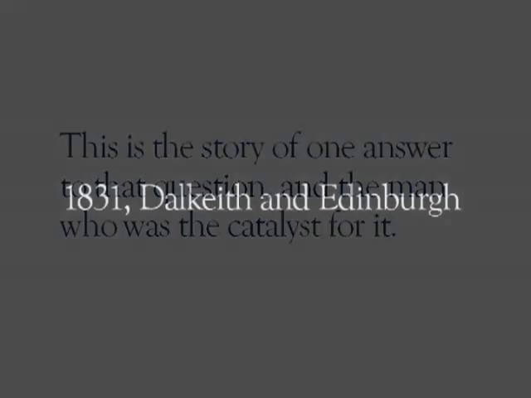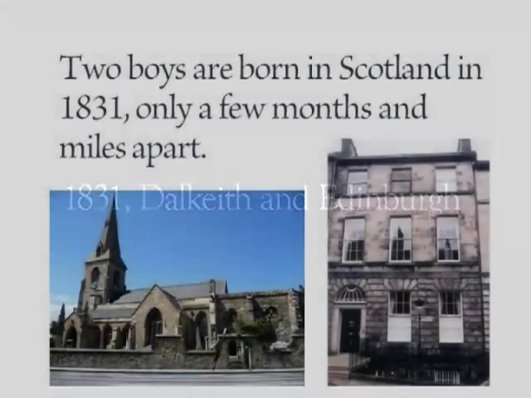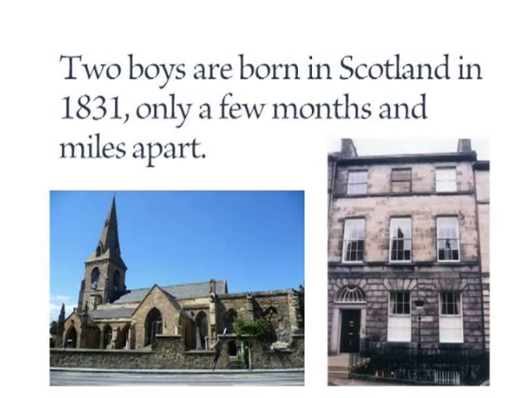So let's go back and start the story as it should have been started at the beginning, in Dalkeith and Edinburgh, where two boys are born just a couple of months apart. Dalkeith is just 15 miles south of Edinburgh. It's a small town. This is its church. And that's where Peter Guthrie Tait was born in April. And 2 months later, James Clerk Maxwell was born in India Street in Edinburgh. So they're born very, very close together.